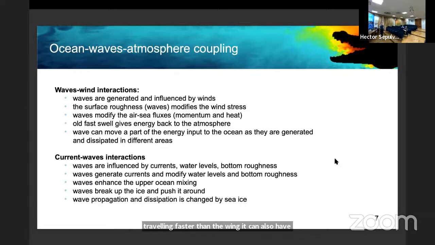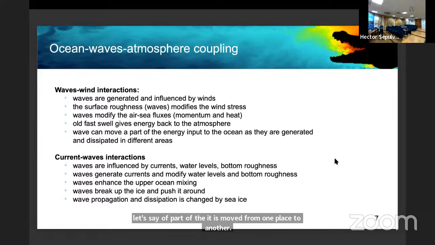Then waves can also move part of the energy input to the ocean. When we neglect waves, we consider that we have a wind stress and it's directly impacting the ocean underneath. But if part of this wind stress is first carried by waves and then released somewhere else, we can have a change, let's say, of part of the energy that is moved from one place to another.